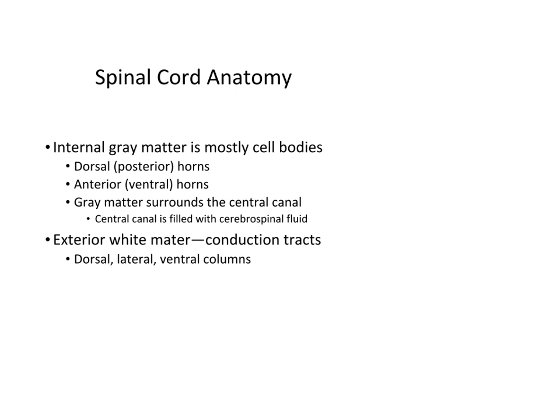The gray matter is internal, and it's made mostly of cell bodies. And there's the dorsal or posterior horns and the anterior or ventral horns. So these are sort of projections of the gray matter. And the gray matter surrounds something called the central canal. This is an opening that runs through the spine, and it's filled with cerebrospinal fluid. And then the exterior white matter is the conduction tracts. So those are going to be like the axons of nerves. And there are dorsal, lateral, and ventral columns.